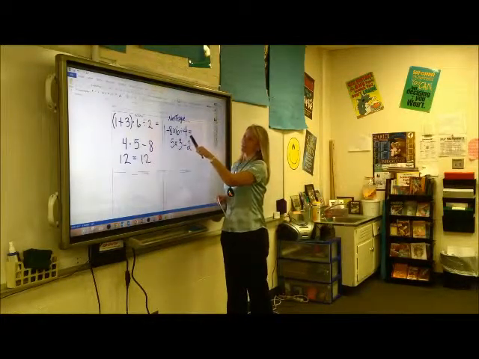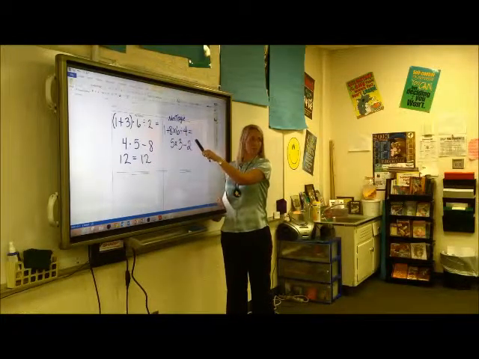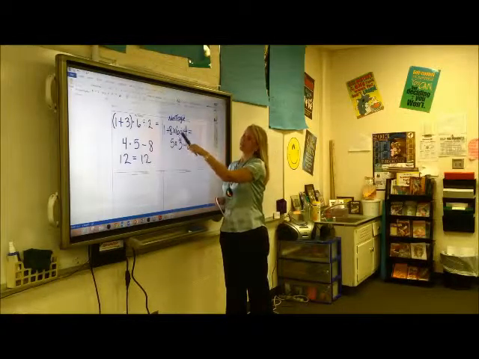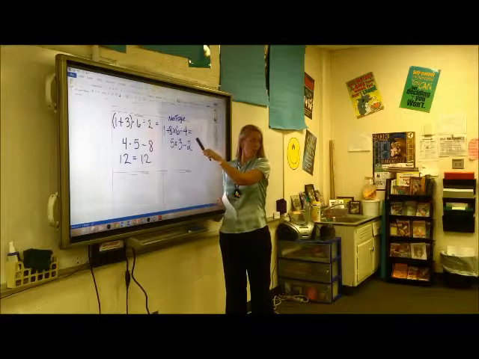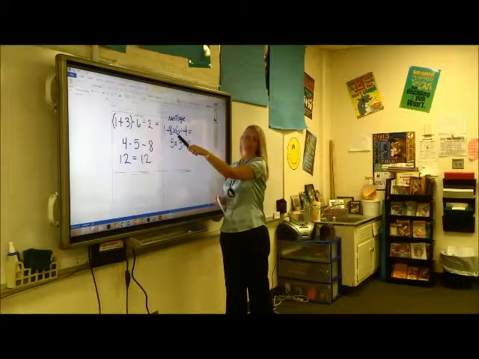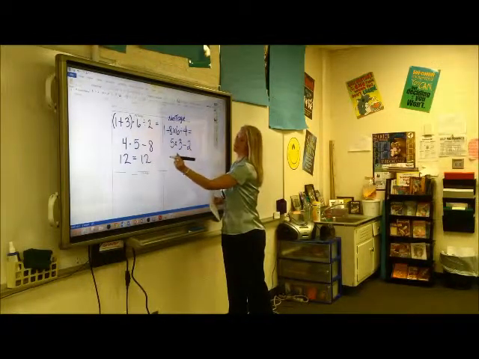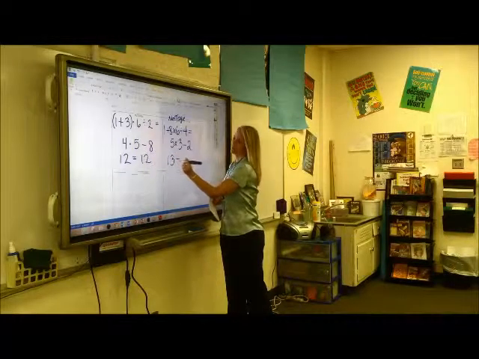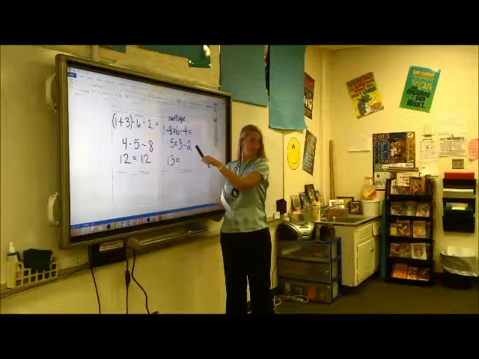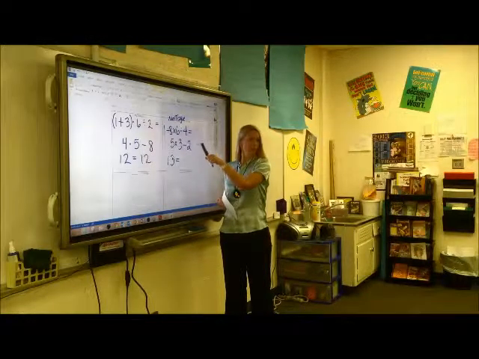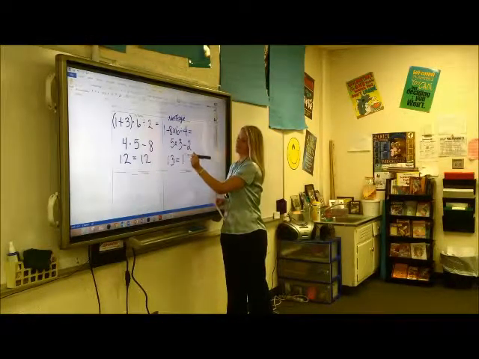On the left side of the equal sign, what would I do first? 8 times 6. 8 times 6, which is? 48. What's 48 divided by 4? 12. Plus 1? 13. 13. Okay. On this side of the equal sign, what would I do first? 5 times 3 is? 15. Take away 2 is? Oh my gosh.